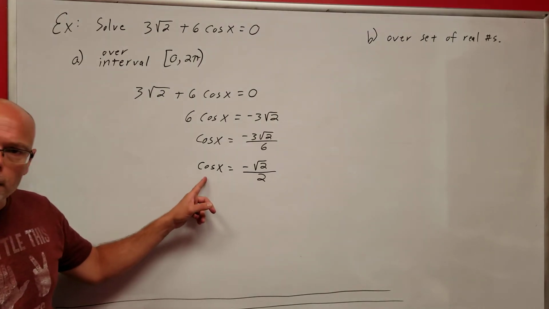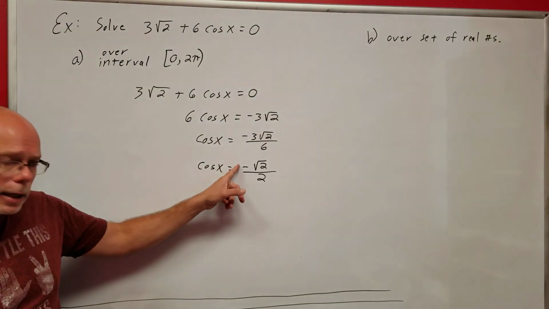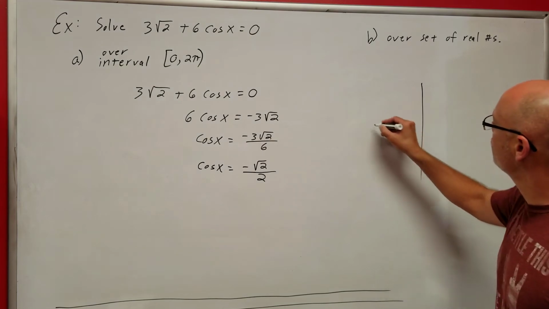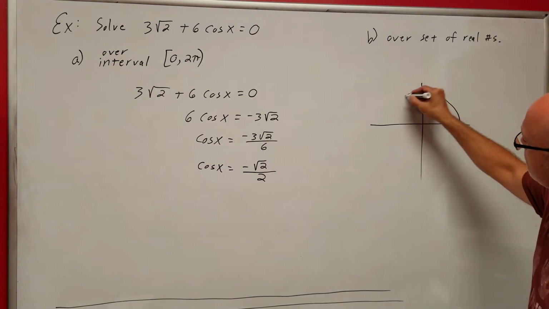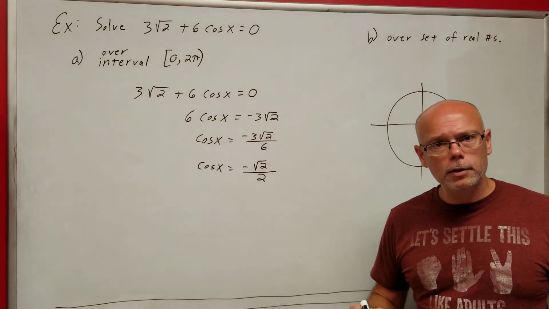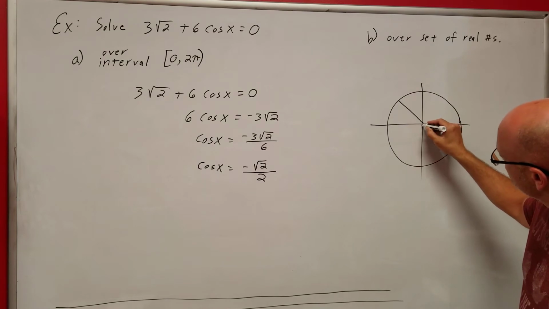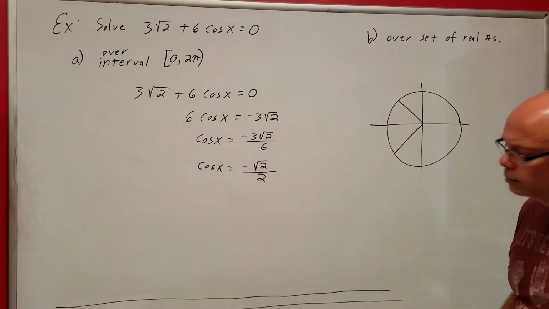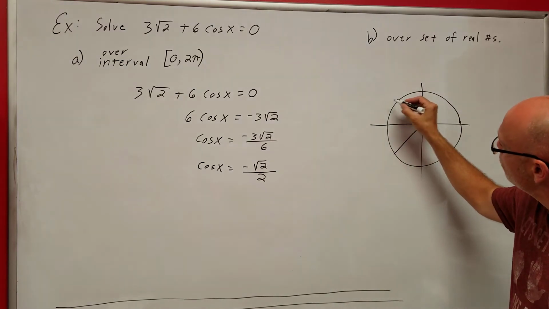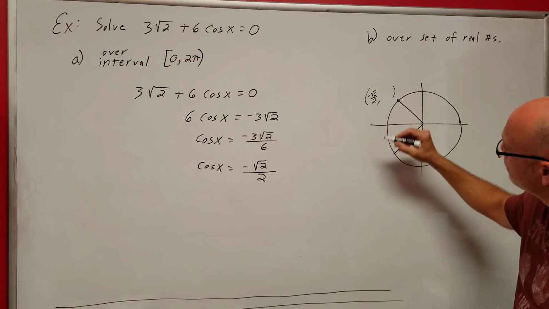So what are we looking for here? We're looking for the angles that whenever we take the cosine of them, we get negative square root of 2 over 2. Let's think about our old trusty unit circle here. First of all, where is the cosine going to be negative on the unit circle? Quadrant 2 and quadrant 3, right? And where do I have negative square root of 2 over 2 for my first value?